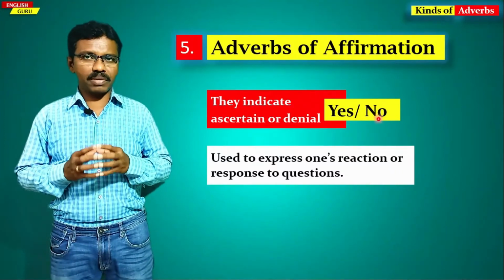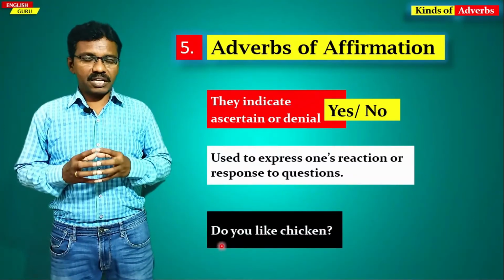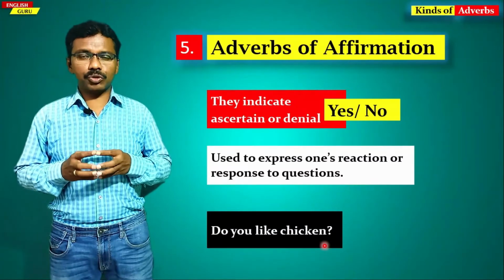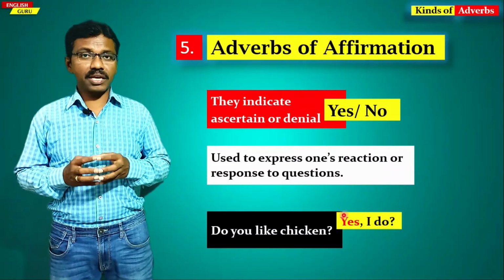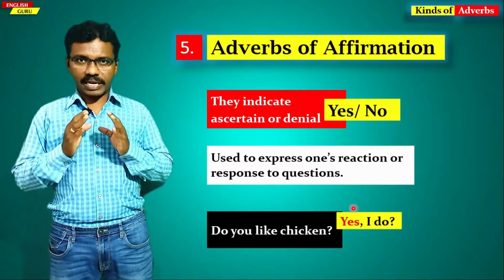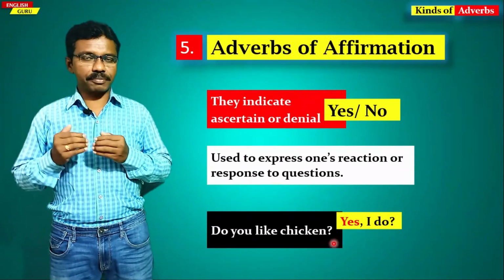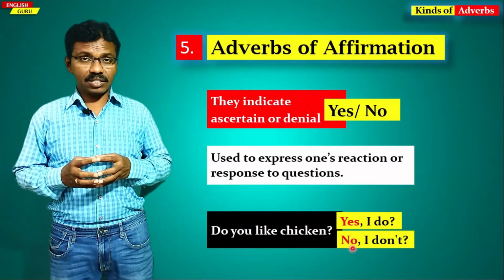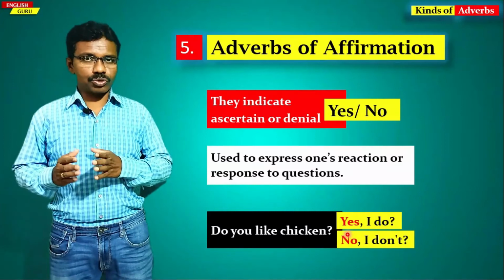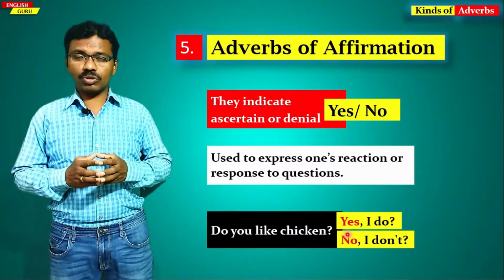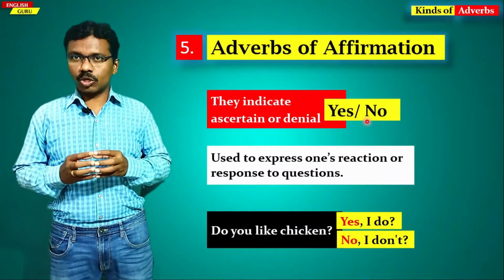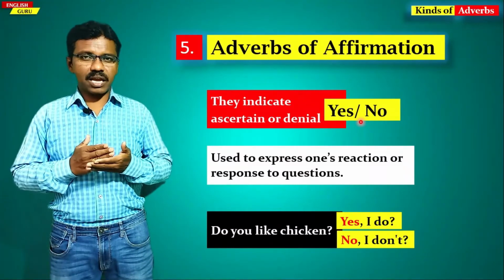There are only two in number, yes or no. For example, if somebody asks you, do you like chicken? When you like, you say, yes, I do. The word yes is adverb of affirmation. If you don't like, you say, no, I don't. So no is also adverb of affirmation. So only two, yes and no, are adverbs of affirmation.